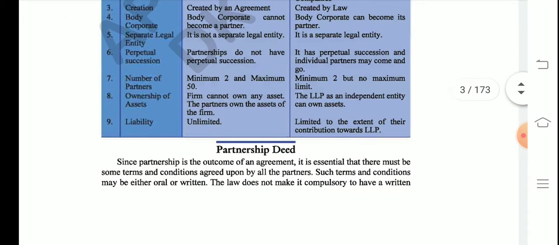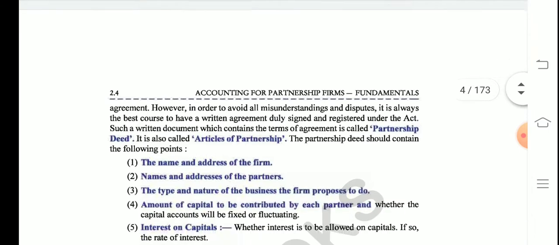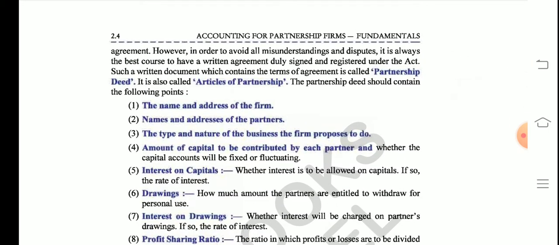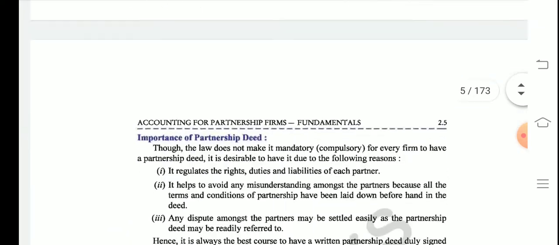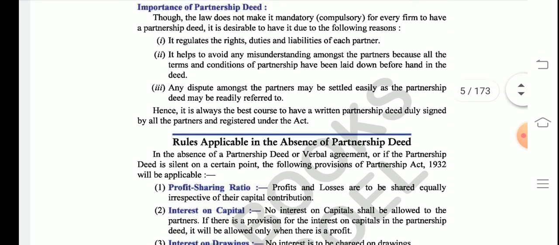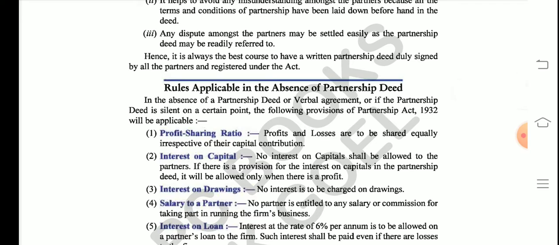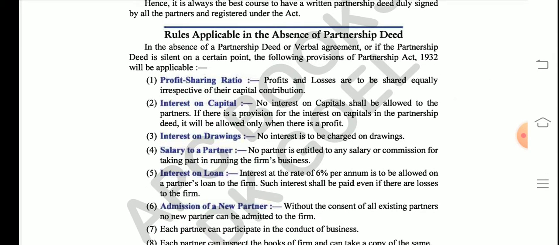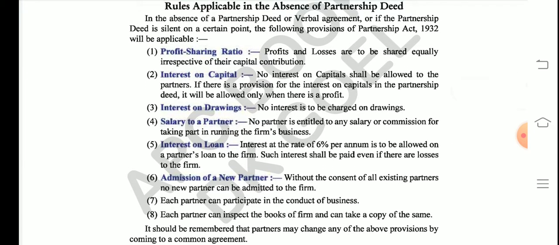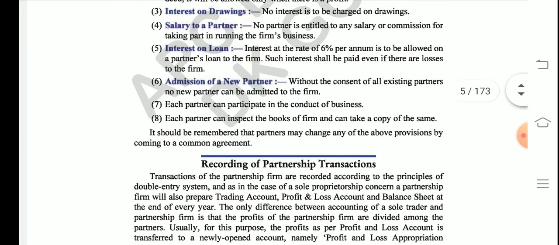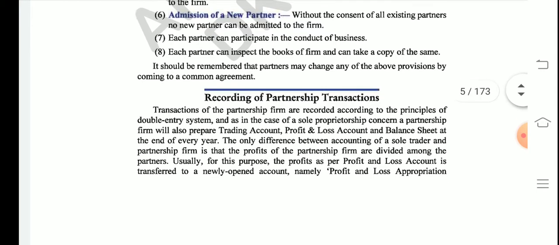Then I had discussed with you the partnership deed and the needs of the partnership deed. The following are the important points that are there in the partnership deed. Then I had also discussed the rules regarding partnership deed. If the following rules are absent in a partnership deed, then what are the applicable rules? So this was the most important topic in my previous video, because of this topic only we'll be able to start the practical portion today. So I'm starting from here today.